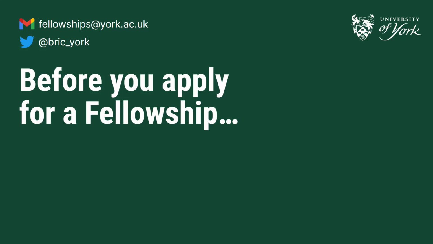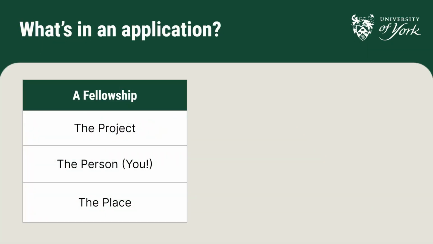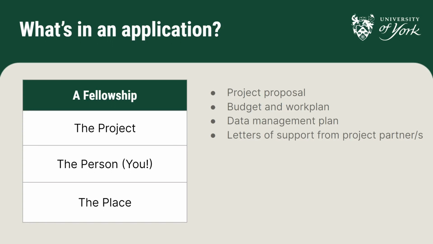Before you apply for a fellowship, you need to think about what's in a fellowship application and what funders are looking for. The application form is usually fairly straightforward. When it comes to fellowships, you need to cover three broad areas, what we often refer to as the 3 Ps of fellowships: project, person, and place. Altogether, the three of these give us an idea of what you're going to find in an application form.